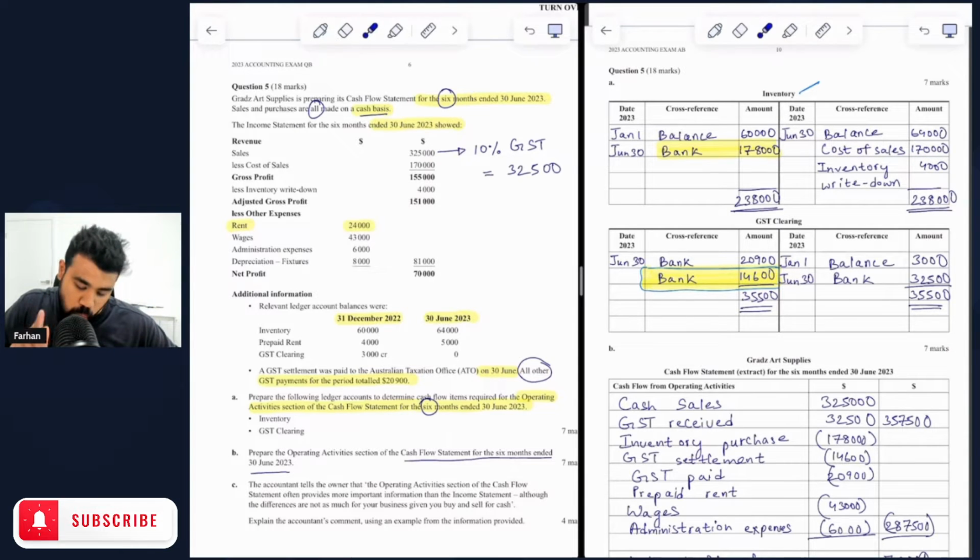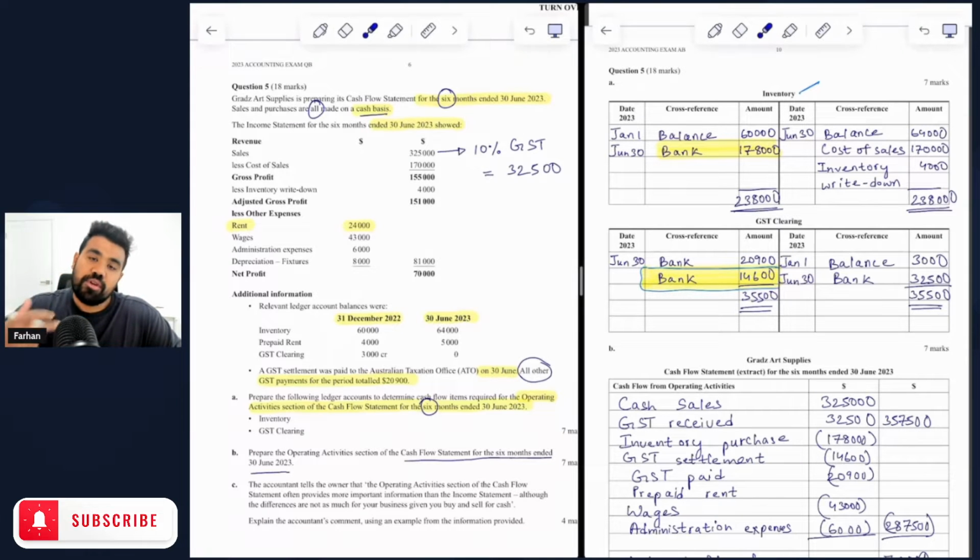Now, we also have another thing relevant to inventory, which is the write down. So on the left-hand side of the screen, you can see right underneath the gross profit, we have less inventory write down of $4,000. So inventory write down of $4,000 in this case could be referring to obsolescence or outdated stock that the business held. And therefore, the business is incurring some loss in that inventory due to this obsolescence or outdated stock. So the amount is $4,000.